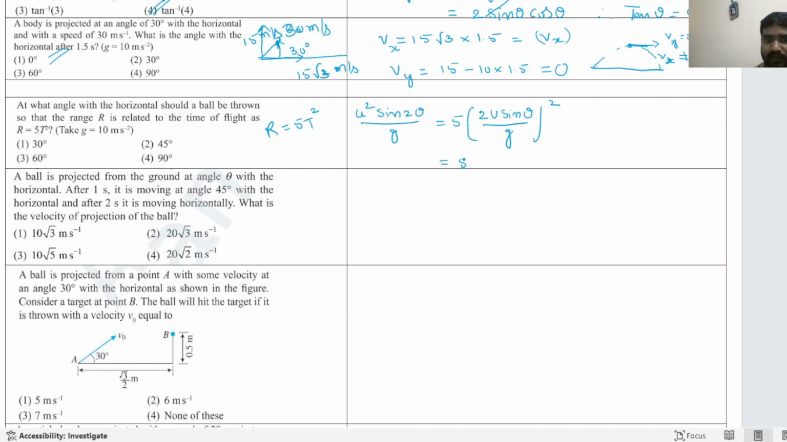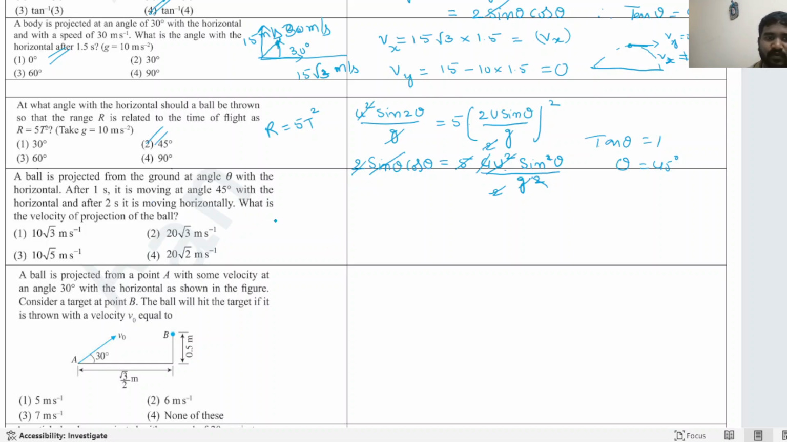Then you get 5 into 4 u square sin square theta divided by g square. The g value you can take as 10. Therefore, g and g get cancelled. 5 ones are 5, twos are 2, ones are 2, twos are u square, and u square gets cancelled. Sin 2 theta you can write as 2 sin theta cos theta. So sin square theta and sin theta get cancelled, and 2 and 2 also get cancelled. Therefore, you get tan theta equal to 1. Hence, theta is 45 degrees. So option 2 will be correct.